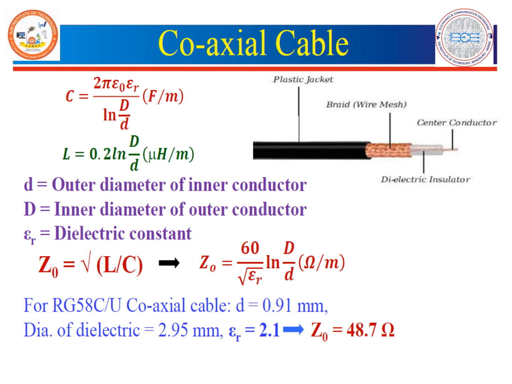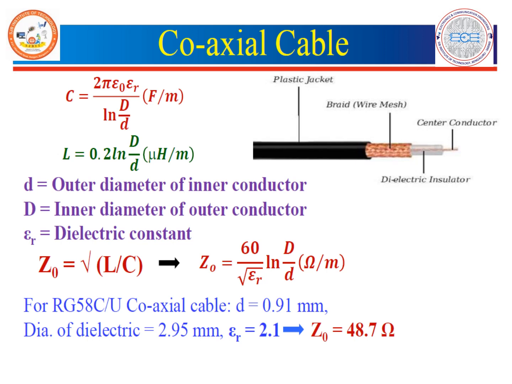So C is equal to 2 pi into epsilon naught epsilon r, which represents 2 pi epsilon divided by ln of D by d, capital D indicating the inner diameter of the outer conductor and small d indicating the outer diameter of the inner conductor. Similarly, the L value, which is 0.2 ln D by d, is in microhenries per meter. All these values, as I have specified in the first module, are measured per unit length.